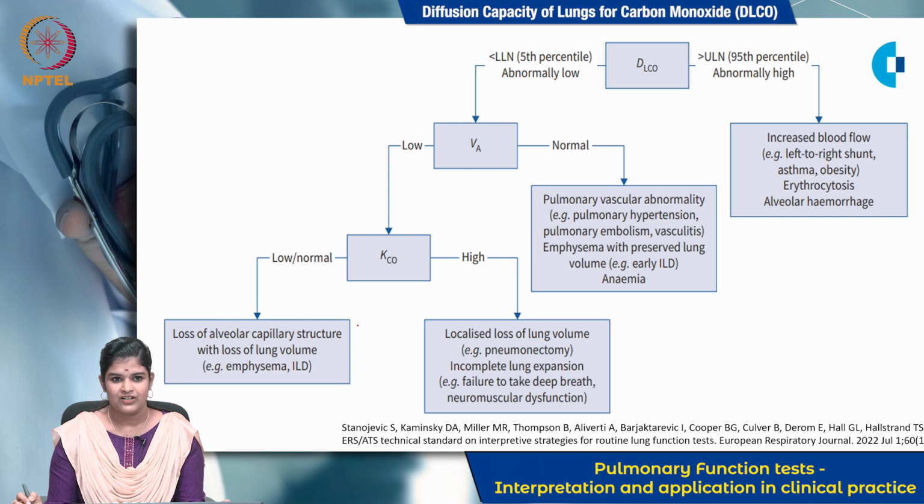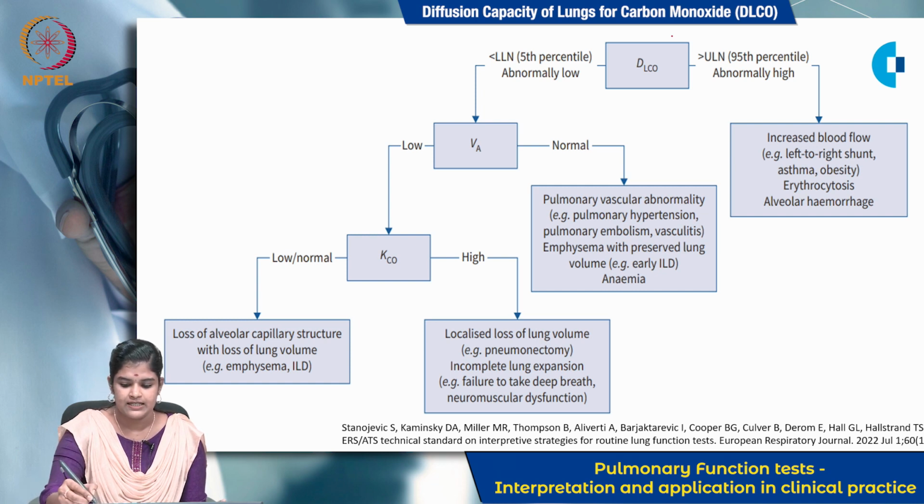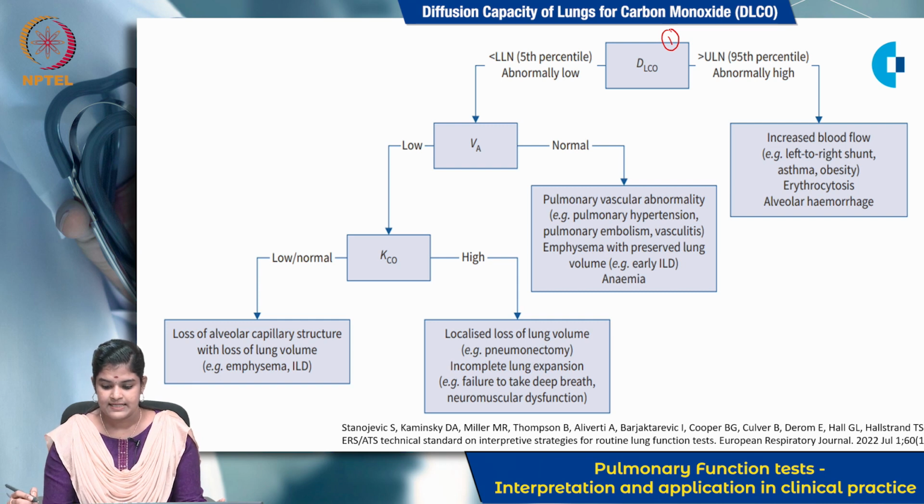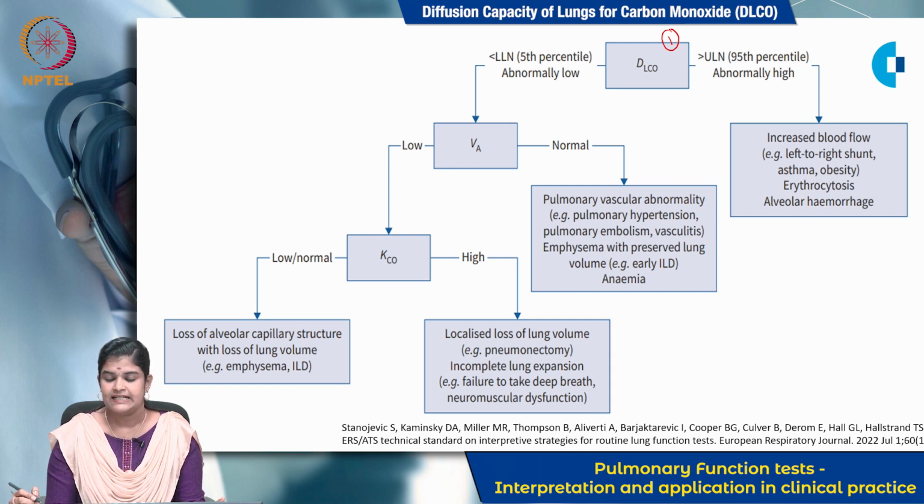Now this is an algorithm for stepwise interpretation of DLCO report. In a DLCO report, first we should see the value of DLCO. If DLCO is more than the upper limit of normal or more than 140%, then it is considered abnormally high. What could be the underlying cause? It could be increased blood flow, example left to right shunt, asthma or obesity, or erythrocytosis or alveolar hemorrhage.